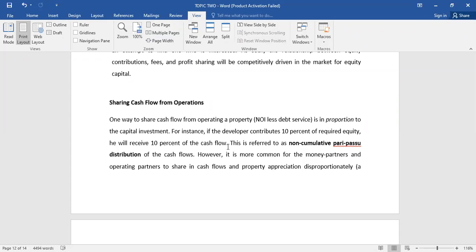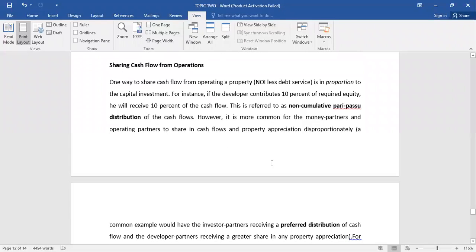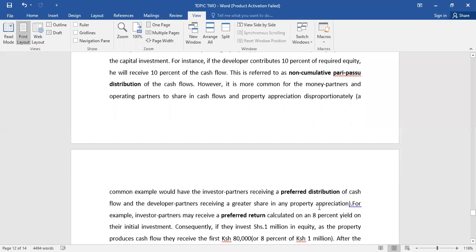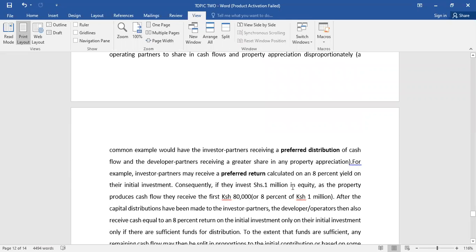However, it is more common for the money partners and the operating partners to share in the cash flow differently, and if the property now appreciates, this proportion is not exponential. Now we are going to have the partner who contributed more being a preferred partner, because they are going to receive the preferred distribution. In other words, suppose we didn't get the income that we had apportioned for that year. Consideration will be given first to the partner who had contributed more before we share the other returns.